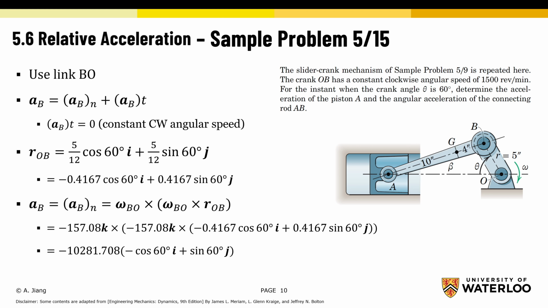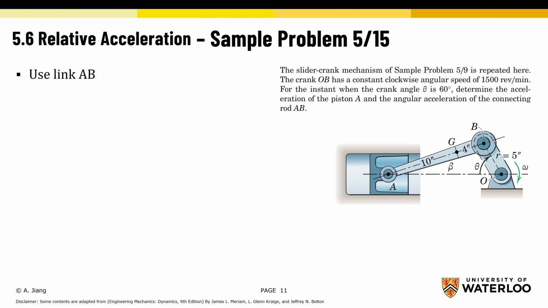For acceleration calculation, we will need the position vector. So let's get ROB. Using the geometry, ROB is 5/12 cos 60 I plus 5/12 sine 60 J. And since the ABT component is 0, we just need to solve for the n component, which equals omega BO cross bracket omega BO cross ROB. We're just subbing everything here. And this is the final answer we got for the acceleration of AB. We know about B now.